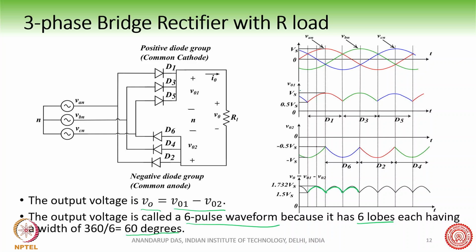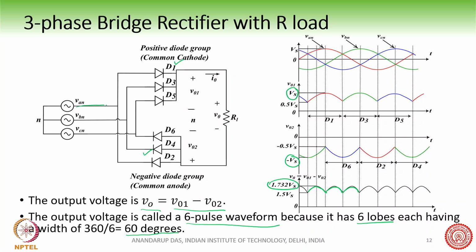Here you can also see that the voltage peak is Vs on VO1 and minus Vs on VO2, but this peak is √3 Vs. Basically it is following the line voltage. What is the reason? Because one diode from the positive diode group and one diode from the negative diode group is conducting.